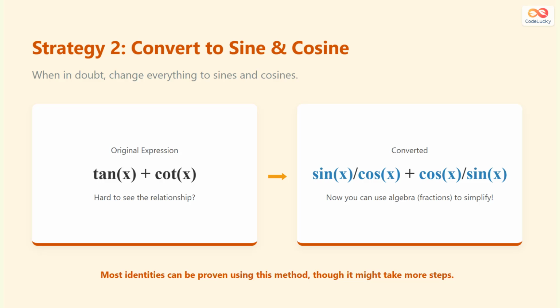If you are staring at a problem and have no idea what to do, use strategy number 2. Convert everything to sines and cosines. This levels the playing field. Instead of dealing with 6 different functions, you are only dealing with 2. This often reveals algebraic moves like adding fractions that you might have missed otherwise.